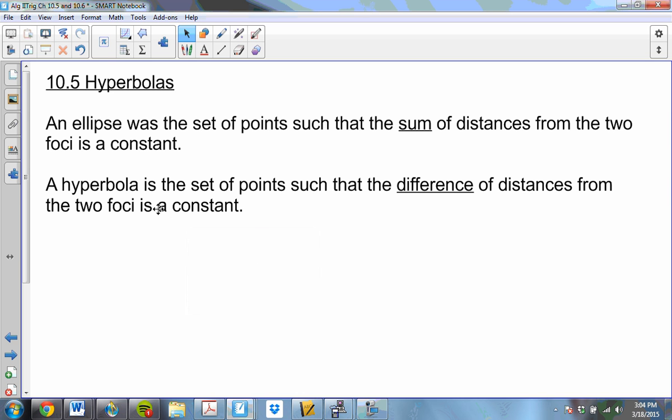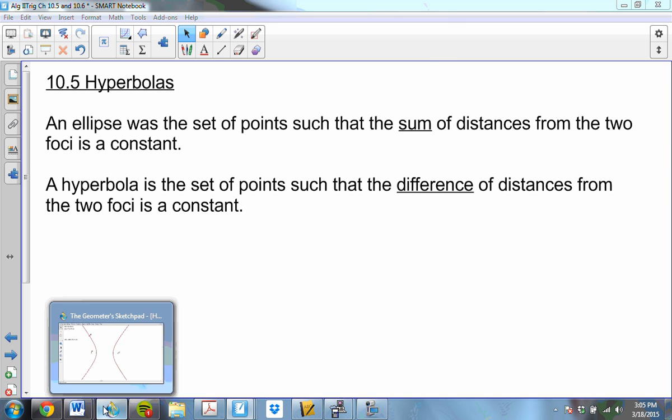10.5 is hyperbolas. It's our last conic section to cover. Remember, an ellipse was the set of all points where the sum of their distances from two foci was constant. A hyperbola is the set of all points where the difference of those distances is constant. So let me show what that means.